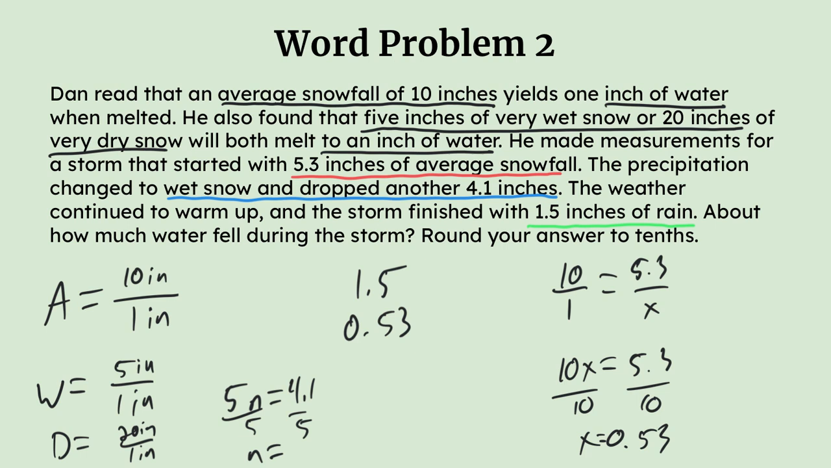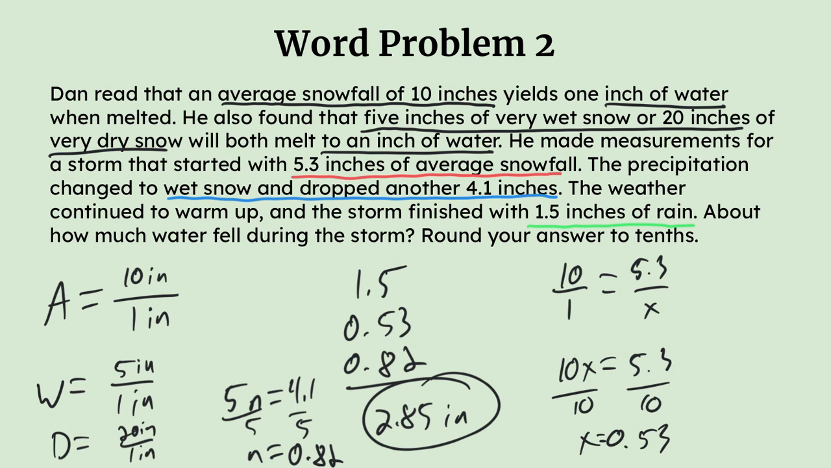4.1 divided by 5 is 0.82. Add all those together. You get 2.85 inches. So that one's a little bit trickier.